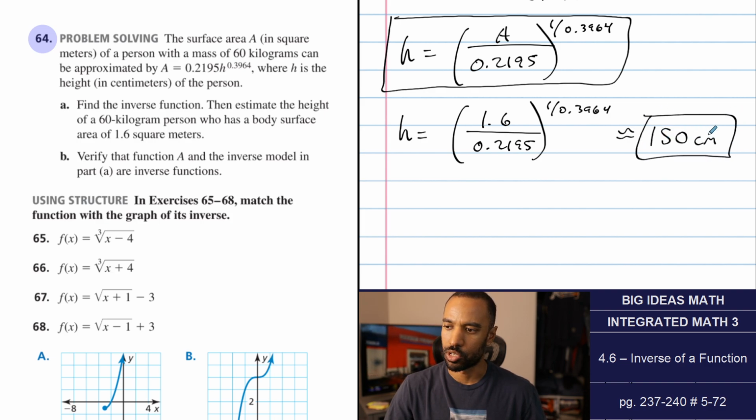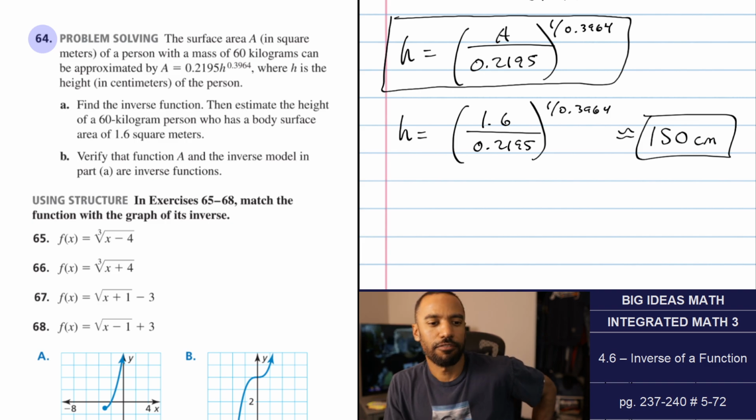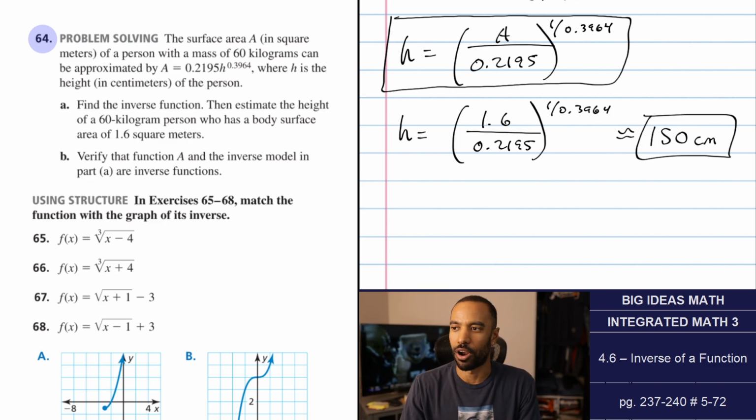What was the default thing we were talking about, though? About a what person? 60 kilogram person. All right, verify that function A and the inverse model are inverse functions.